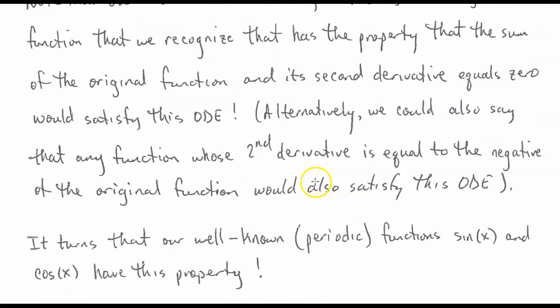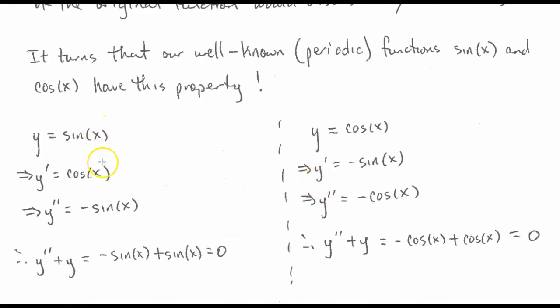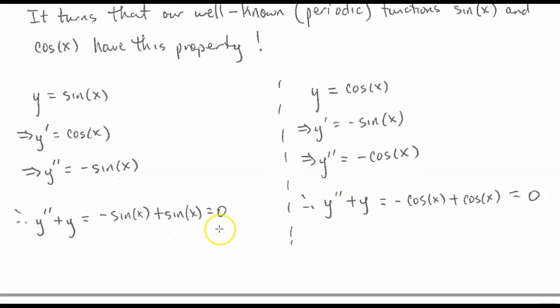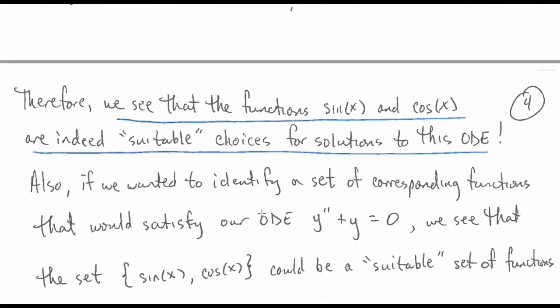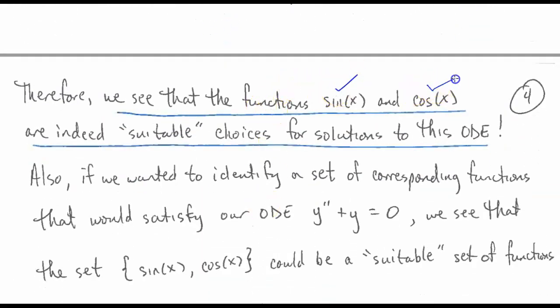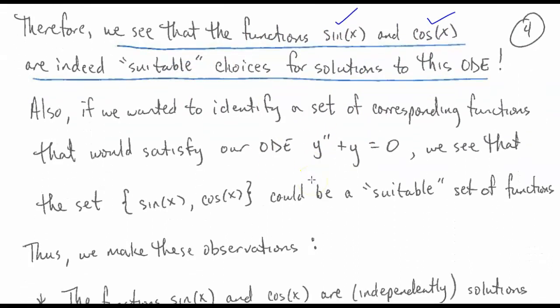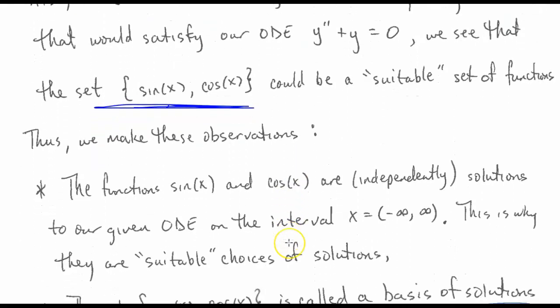So if we understand that, I'm going to kind of skip through the rest of this. You see here that I've done the whole thing with taking the derivative of sine and cosine, and notice that in both instances here, that ends up satisfying this differential equation, okay? And so again, we see here that sine and cosine are what we call suitable choices for this differential equation. And if we wanted to identify a set of corresponding fundamental or root functions that would satisfy our ODE, it would be the set with just sine and cosine in it, okay? And those would be suitable choices for that.